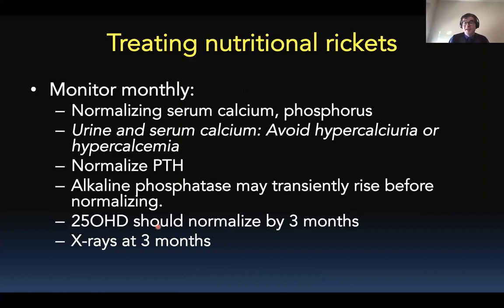It's important to remember the alk-phos may transiently rise before it starts to normalize. But by 3 months, most of the time you can get patients' 25D levels to be normal and their x-rays should be showing improvement in the rickets. Although changes in the shape of bowing deformities may take longer.